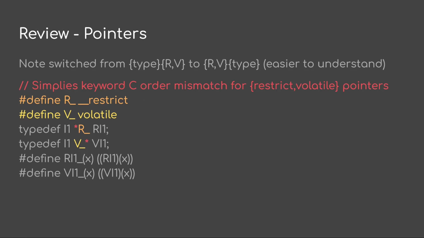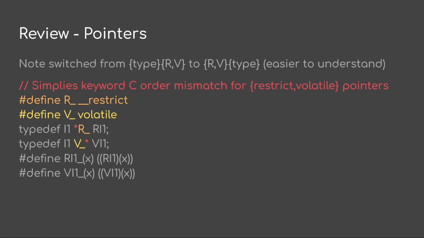Now I'm reviewing how I commonly do pointers. Note in the past I used to use R and V for restrict and volatile, and I'd have that on the end of the type. Since then, I typically moved R and V to before the type for the macros and for the typedefs. I find that this is easier to understand. One issue with C is that if you want to use restrict or volatile, you have to remember which side of the pointer to use it on. Restrict typically goes on the right side of the pointer. Volatile goes on the left side. I don't like to have to remember this. Of course, I do typedefs, so I don't have to remember this.